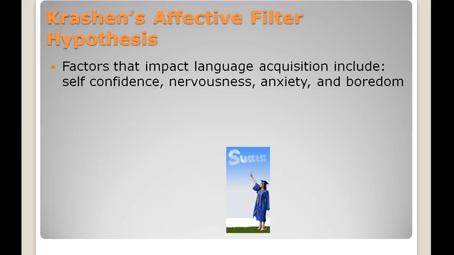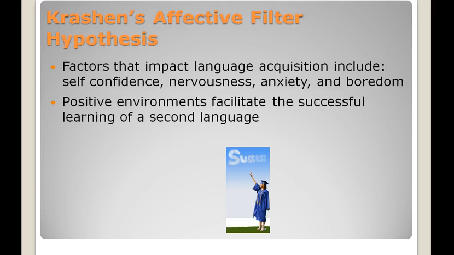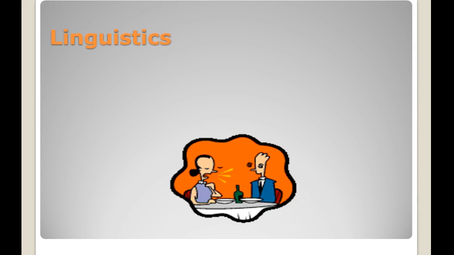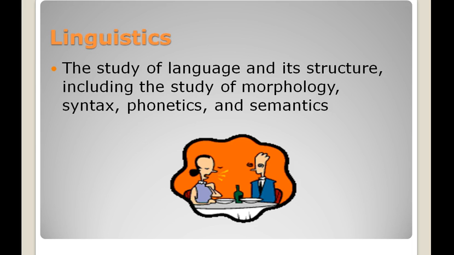Krashen's affective filter hypothesis. Factors that impact language acquisition include self-confidence, nervousness, anxiety, and boredom. Positive environments facilitate the successful learning of a second language. Krashen's comprehensible input hypothesis refers to the fact that we require language only when we understand what is said, not how it's said.